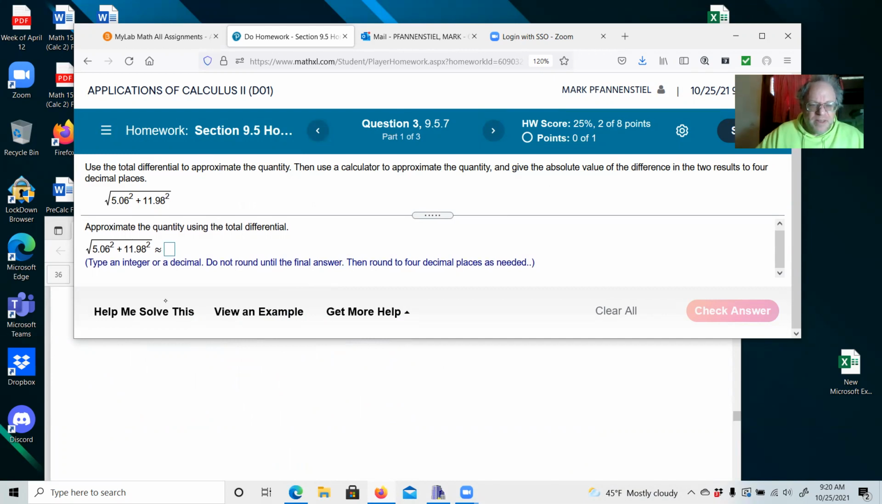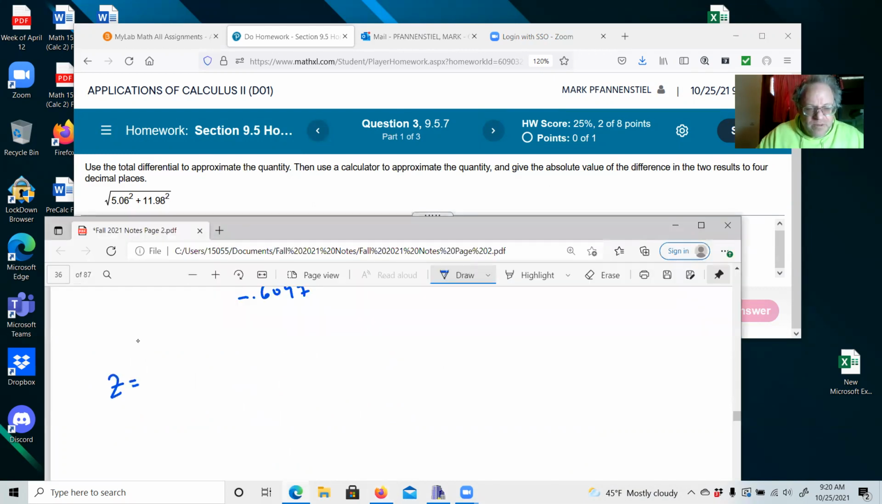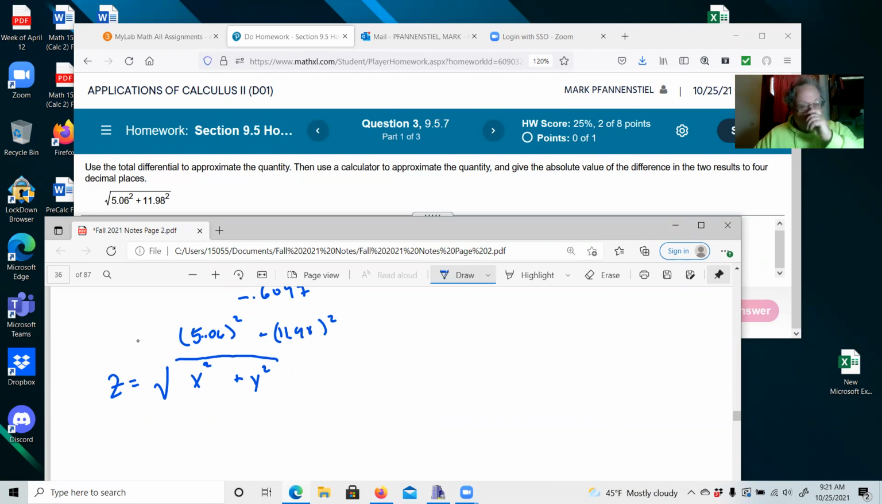is we are going to say we have z equal to the square root. Technically we have 5.06 squared and 11.98 squared. Now 5.06 is really close to 5, and 11.98 is really close to 12. So we're going to say z is equal to the square root of x squared plus y squared, so z is equal to (x squared plus y squared) to the 1/2, okay?